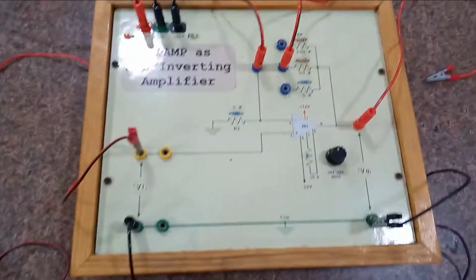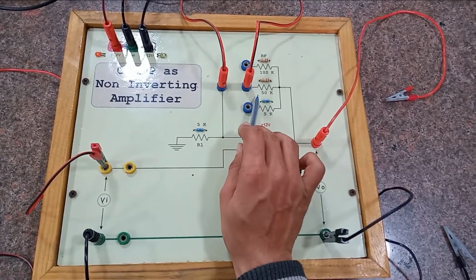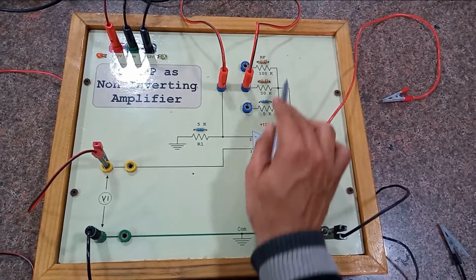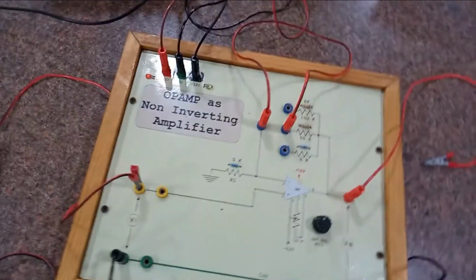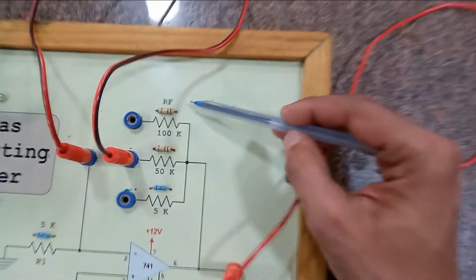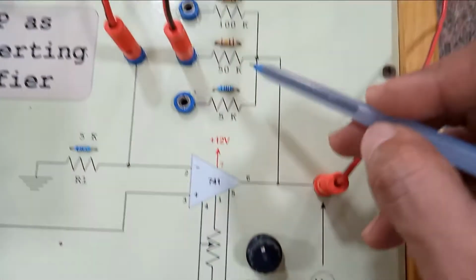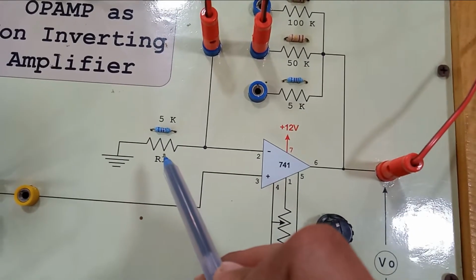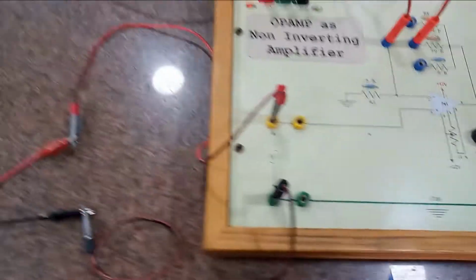Now this has to be selected for the gain, because a non-inverting amplifier will have gain 1 plus RF by R1. So this is the value of RF, and this is the value of R1. You can see it is written over here. This is RF, this is R1. So this will decide the gain. We have selected 50 kilo ohms and 5 kilo ohms. So 50 divided by 5, that is 10, plus 1. So gain will be 11, right?